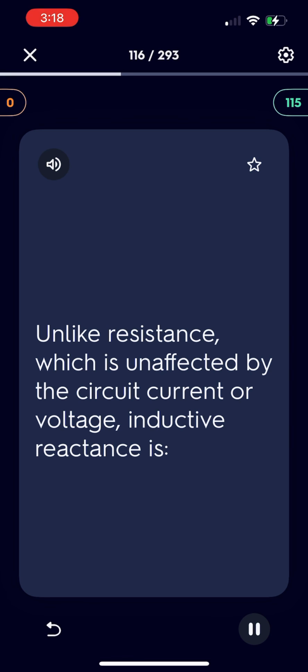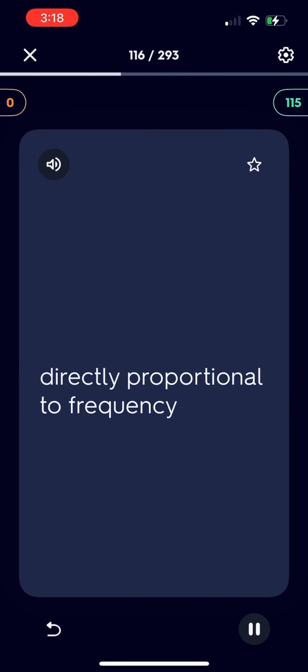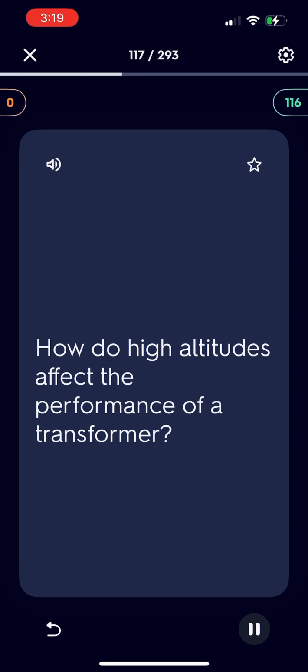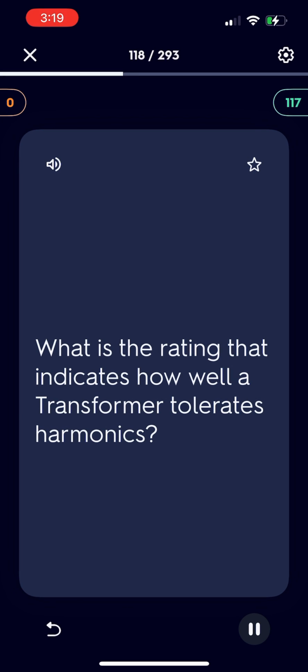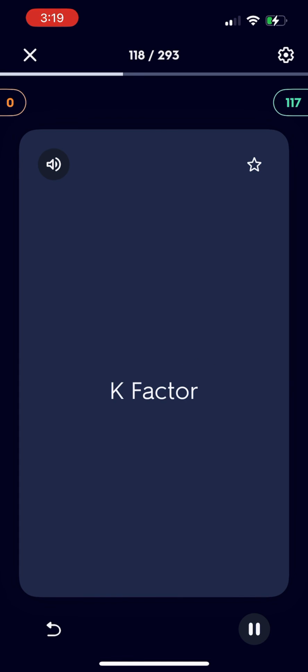Unlike resistance, which is unaffected by the circuit current or voltage, inductive reactance is directly proportional to frequency. How do high altitudes affect the performance of a transformer? It reduces the ability of air to cool the transformer. What is the rating that indicates how well a transformer tolerates harmonics? K factor.